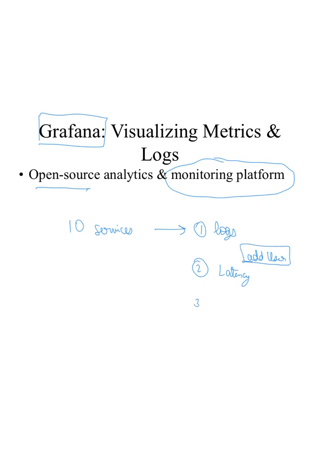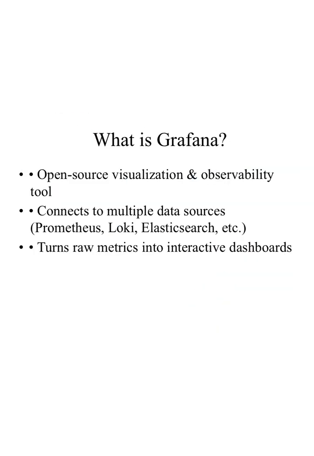Or you would like to see the number of 5xx errors or 4xx errors which are occurring in the add user API. You can view it through Grafana. These are some of the use cases, but you can do a lot of things for monitoring of your system through Grafana. Why is it so important? Because it is open source, and you can set it up locally also.